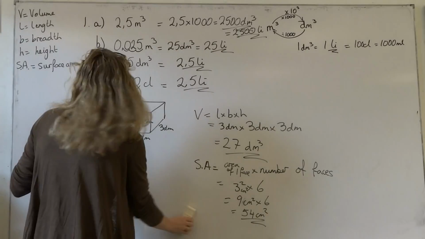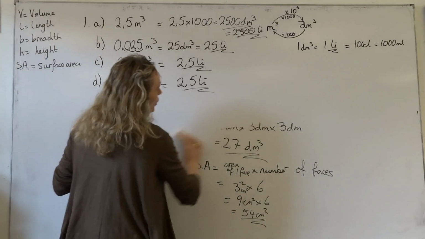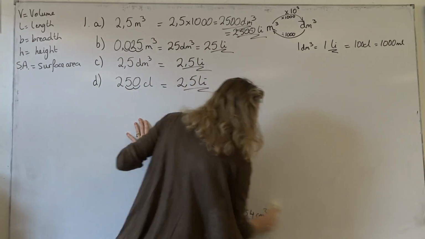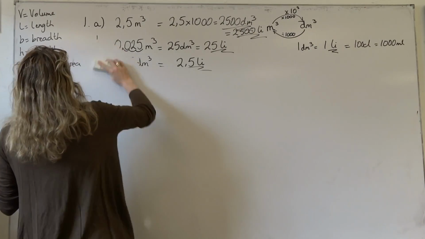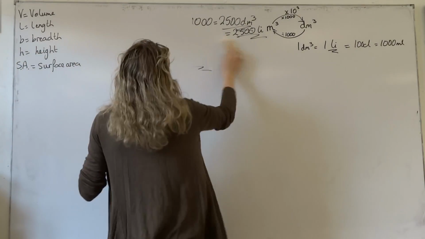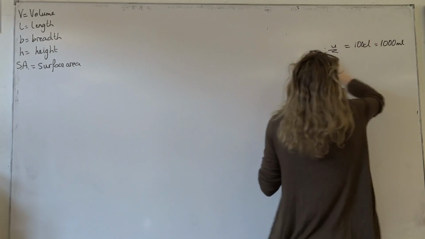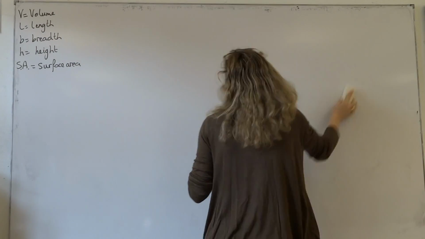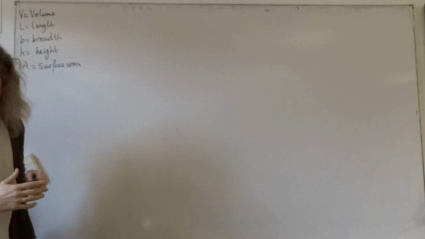Okay, that's the first two. Nice little intro to the chapter. Make sure you've understood how to convert units of volume, which are very important, and also how you can find the volume and surface area of a simple cubic shape.